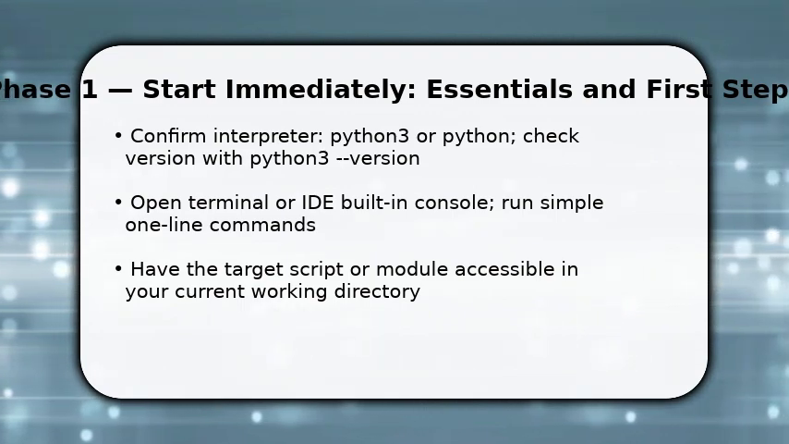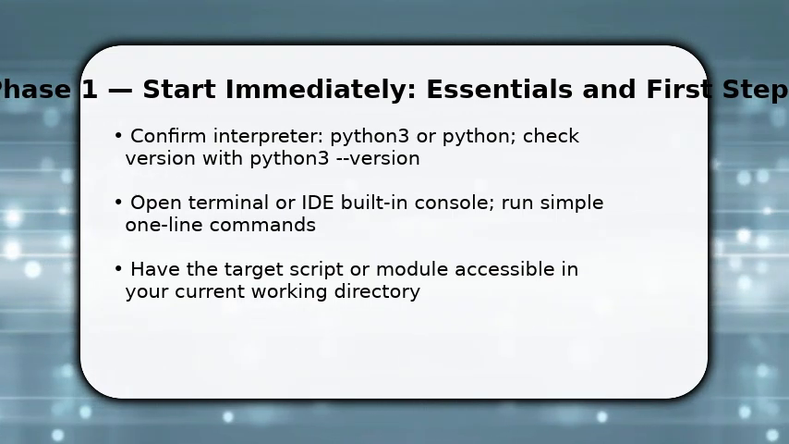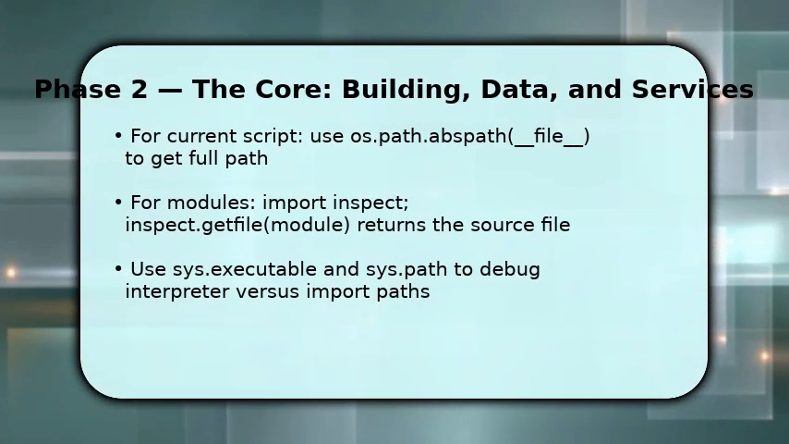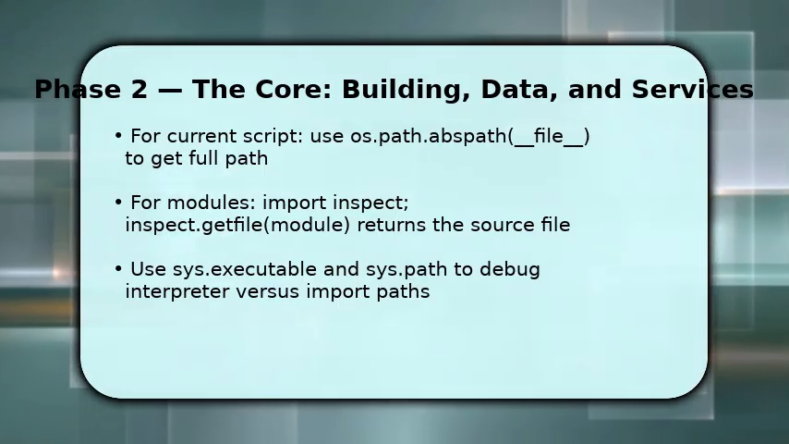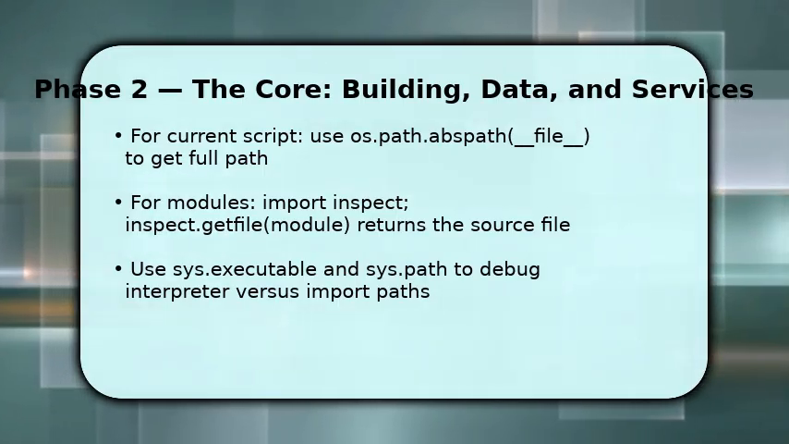Now you run Python to inspect locations. You can print os.path.abspath(__file__) inside the script to return its exact path. Run the script so Python reports the real file system location.